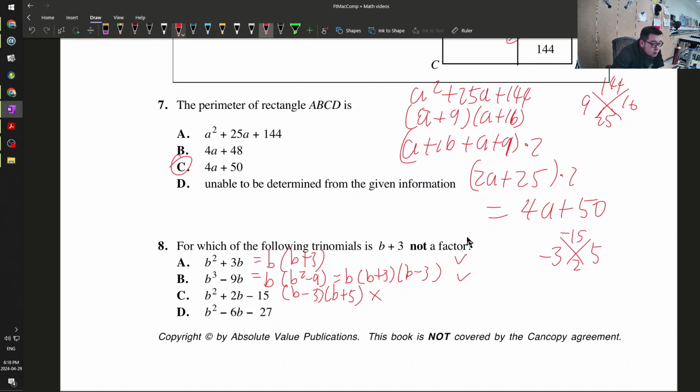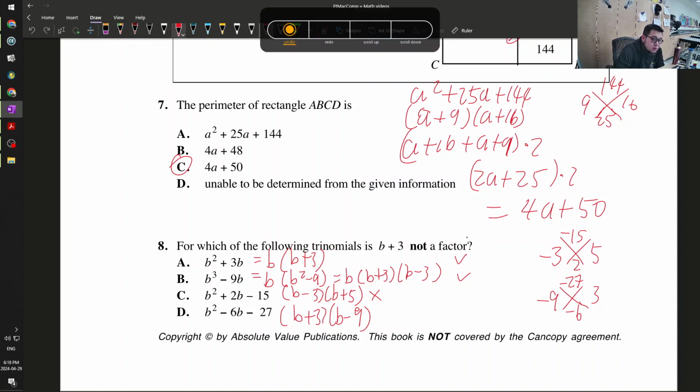And then b squared minus 6b minus 27: negative 27 goes on top, negative 6 on the bottom. What goes on left and right is 9 and 3, which one is negative? 9. So we have b plus 3 times b minus 9. So which one doesn't have a b plus 3? This one has b plus 3, this one b plus 3, this one b plus 3. The only one missing is C. So 8 is C.